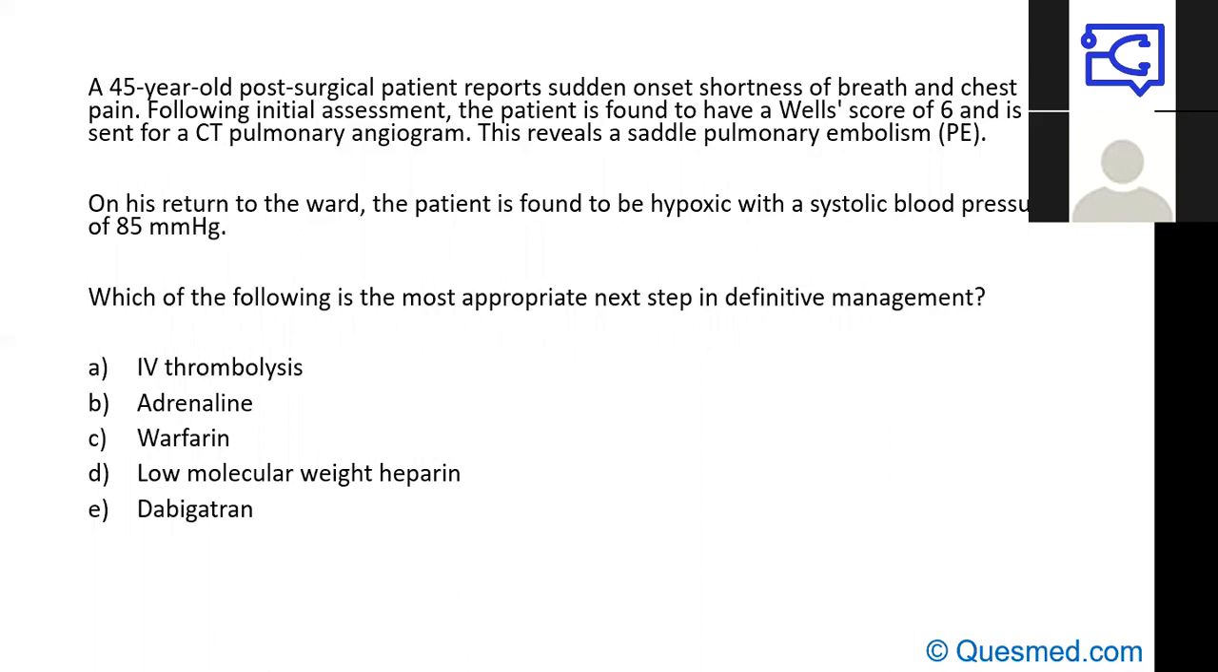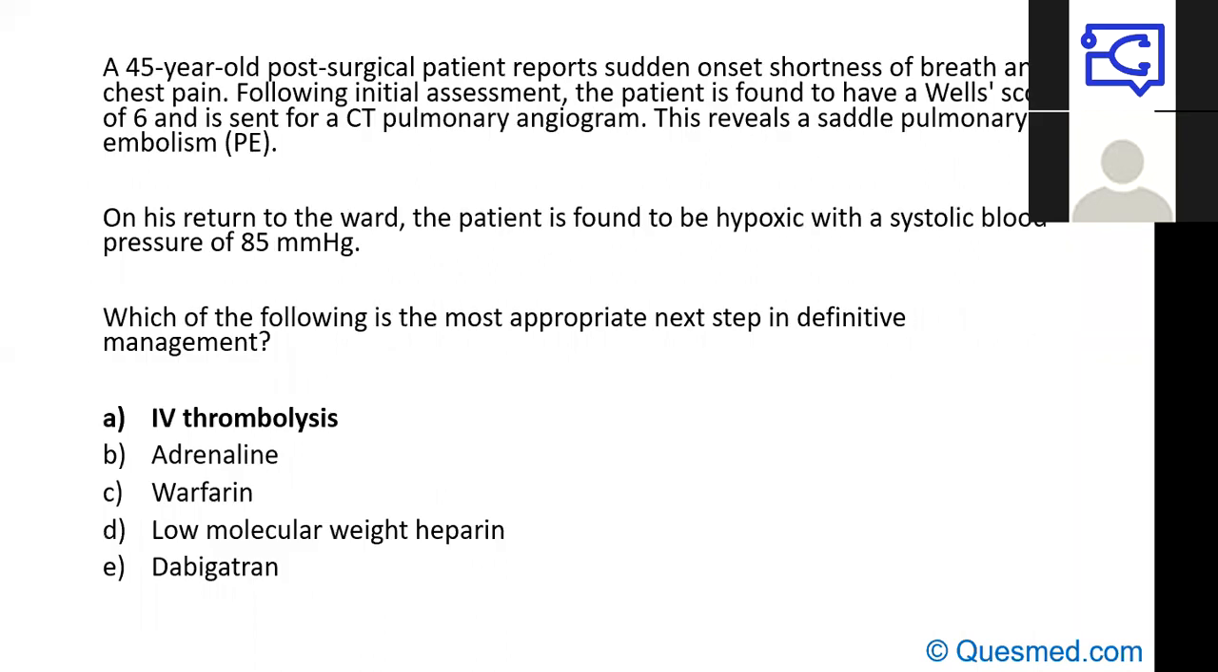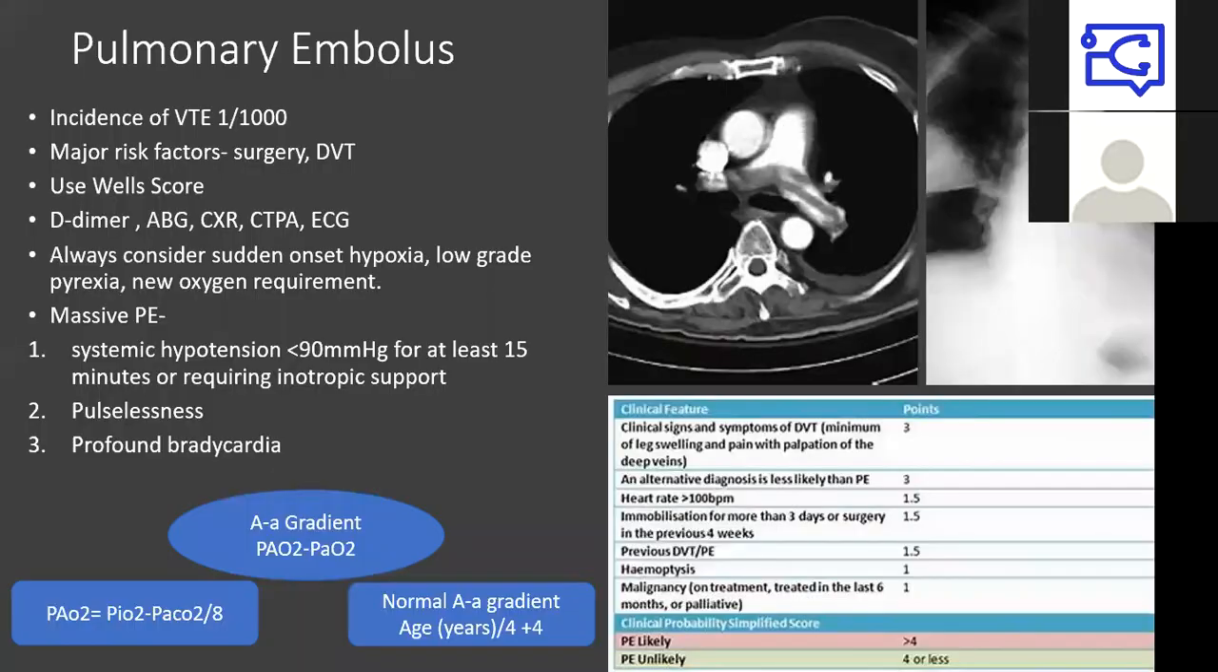Great. So it seems 82% of you have got the correct answer. So what you want to be doing is IV thrombolysis. So that is correct. So we'll talk a little about PE and just some important things actually, and then we'll talk about what is massive PE as well and the management and outcomes.